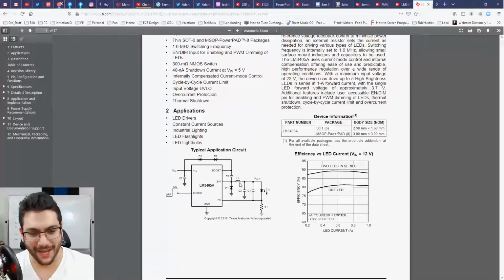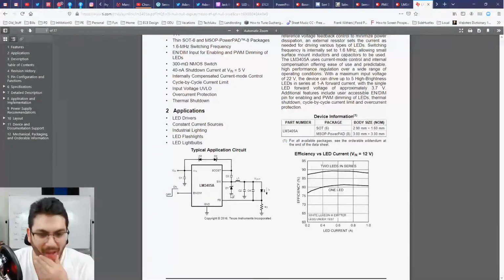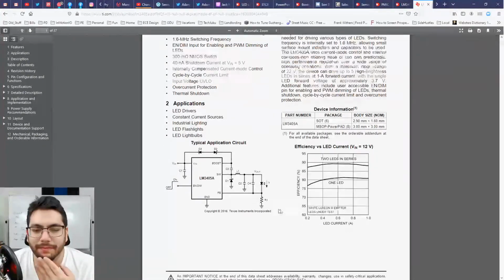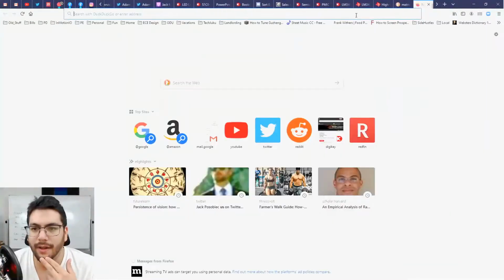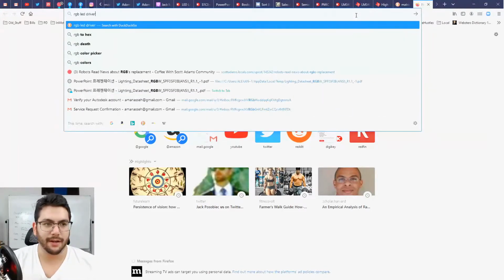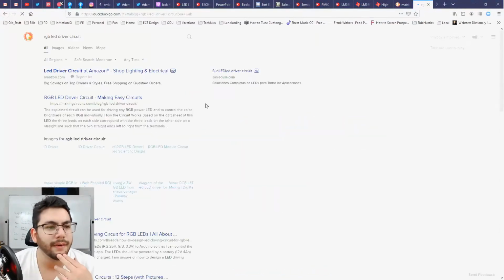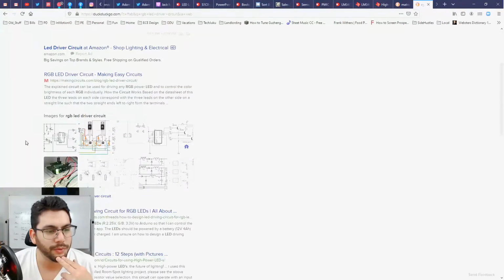Am I going to have to buy that many... Oh, man. All right, so this is going to have system costs. A 1 amp inductor is not cheap. Yeah, this could be a real problem. How about, what's an RGB LED driver circuit? We call this research, ladies and gentlemen.